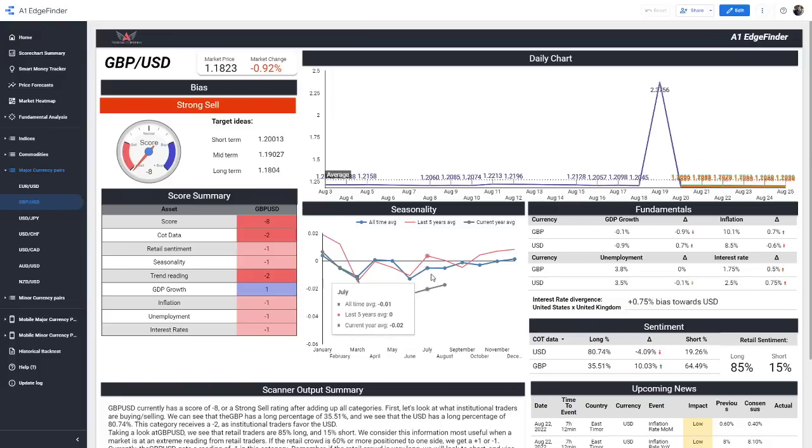Now, in terms of the seasonality chart, what we're seeing here is that during the month of August and September, by the way, the pound US dollar has a tendency to decline. Why does that matter? Well, if you know that during a month, the currency pair that you're looking at tends to go up or down, how is that not useful information, right? It's something to consider. And that's exactly why it's involved in the scanner output that we're seeing here. So that's the idea behind a strong sell on GBP USD.